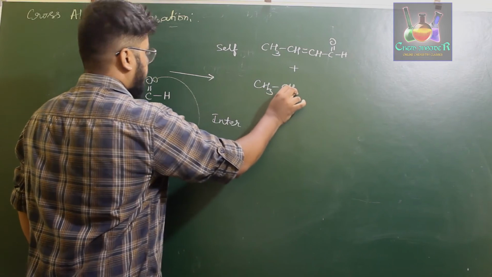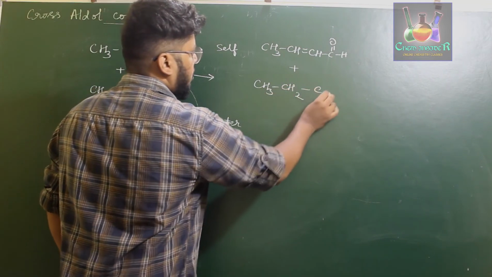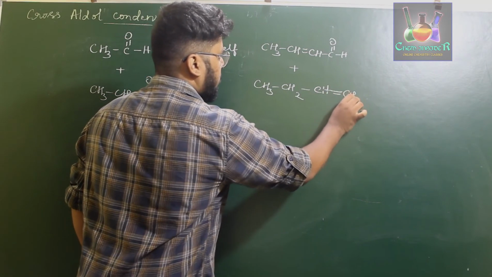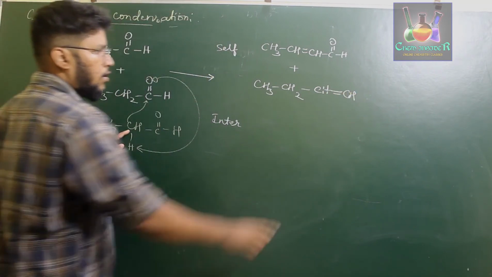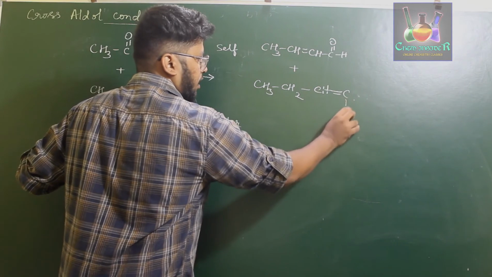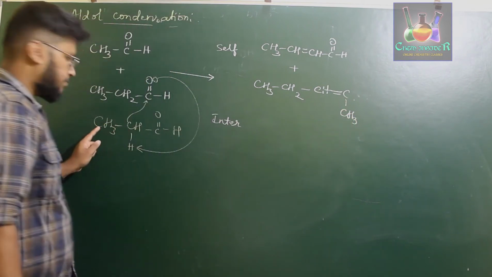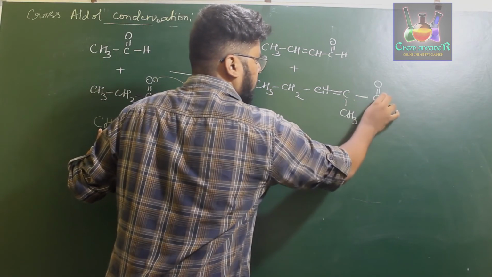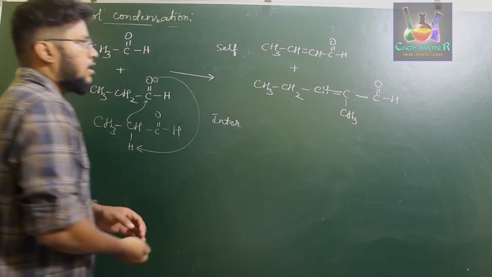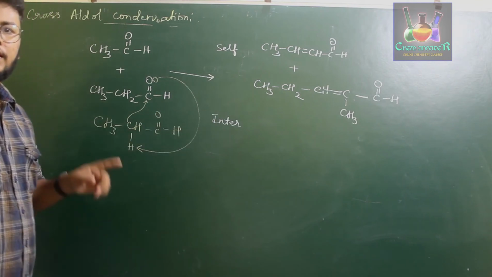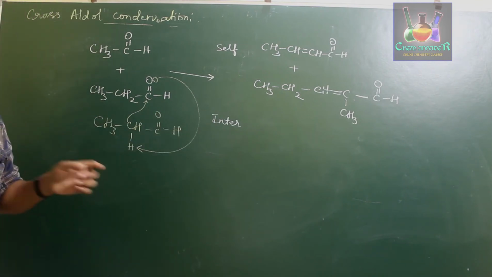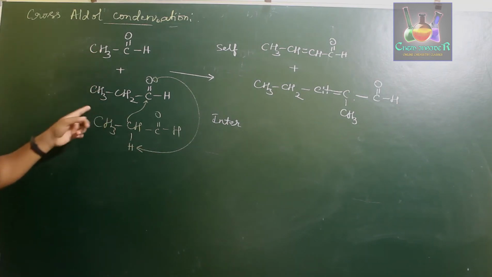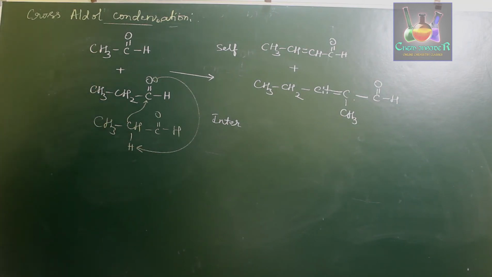So therefore, for the self-condensation of propanal, the compound we observe will be CH3, CH2, CH double bond C, which loses a hydrogen and has a methyl group present in it, and is also attached to C double bond O H. So this is the product formed because of the self-condensation of propanal. Now for the intercondensation of ethanal with propanal.